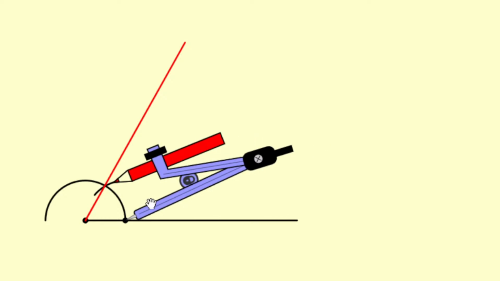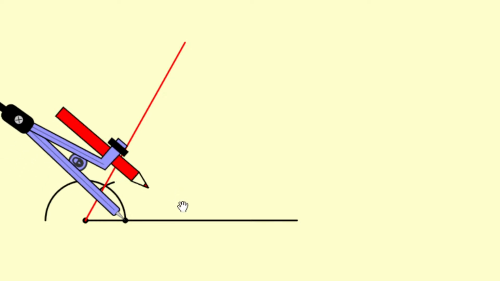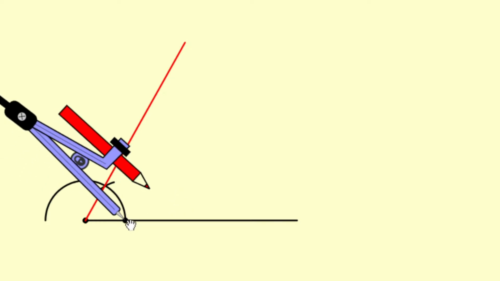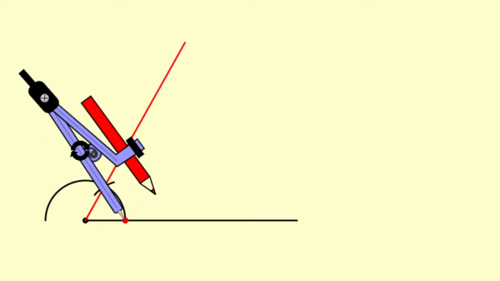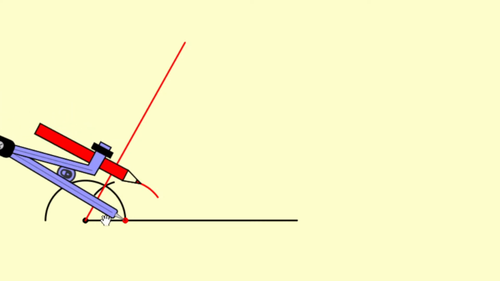Keep your compass at this point. You can see where I have kept the compass, at one end point of the angle. Keep your compass at one end point of the angle. Draw one arc. Draw one arc like this.